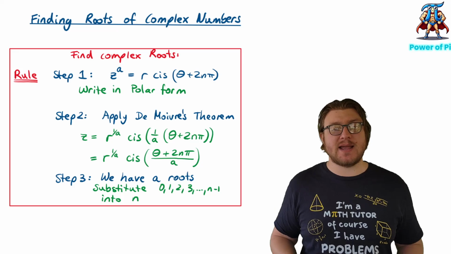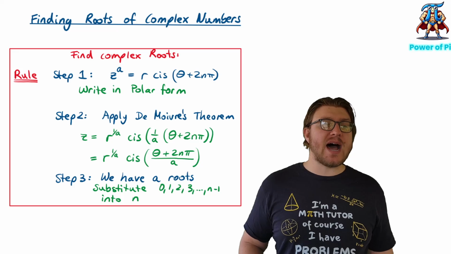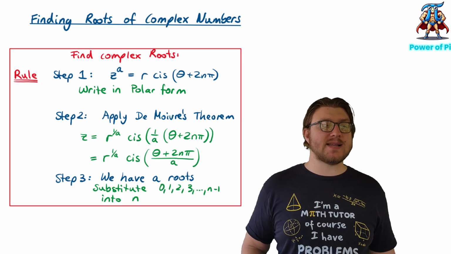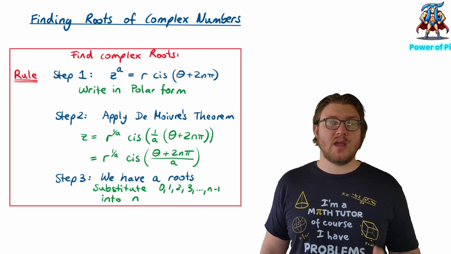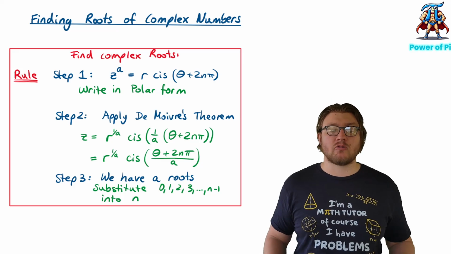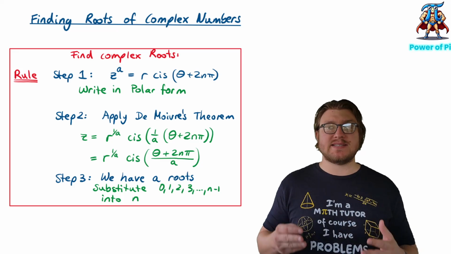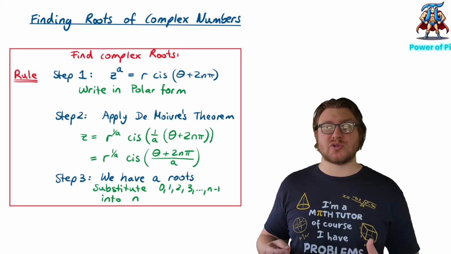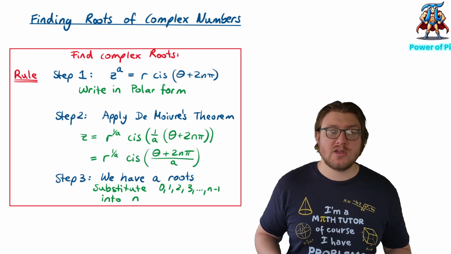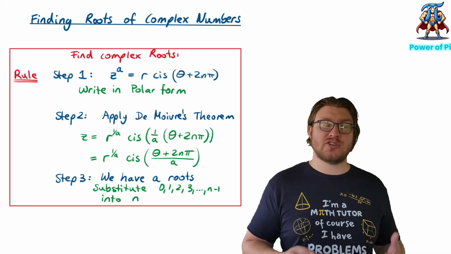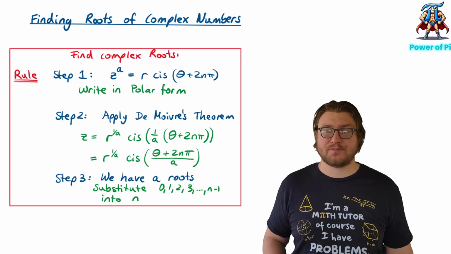If we have a step-by-step formula, this would be it. If you're ever asked to find the roots of complex numbers, you need to make sure you follow these 3 steps. The first step is write your complex number in polar form. You want to write z to some power is equal to r cis (theta plus 2n pi). So polar form and general angle form. So this is the first step over here at the top.